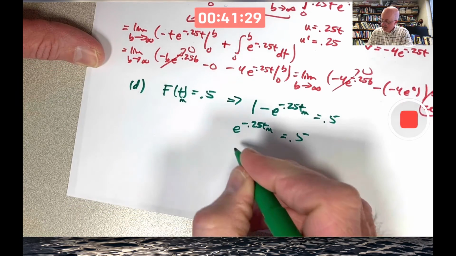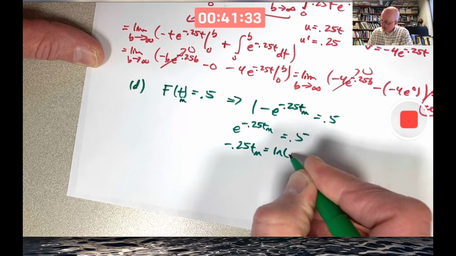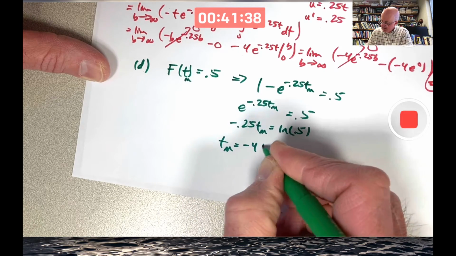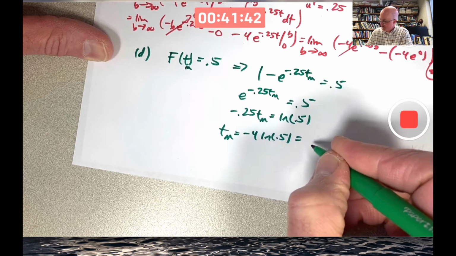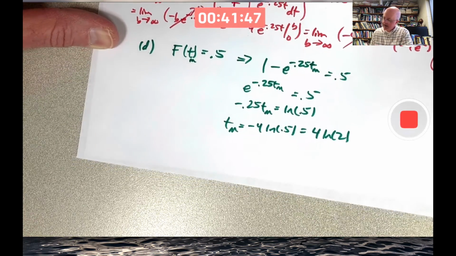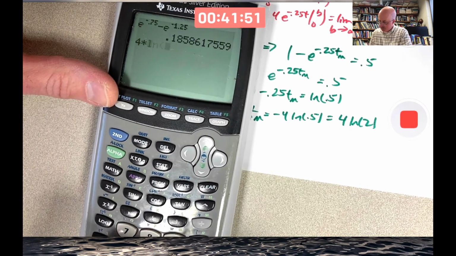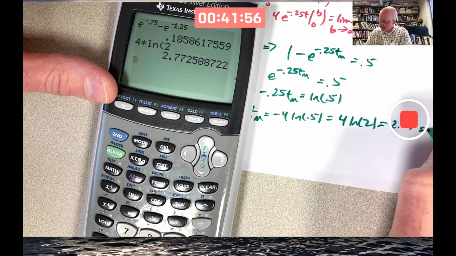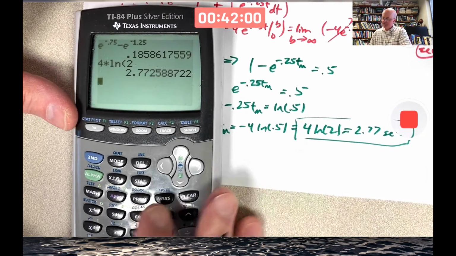You'll need to take a logarithm. Negative 0.25 times T sub m will be the natural log of 0.5. And so T sub m will be negative 4 times the natural log of 0.5, which is a positive number. And I hope you know from properties of logs, this would be the same as positive 4 times natural log of 2. 4 times natural log of 2, about 2.77 seconds. Okay, that would be the median wait time.